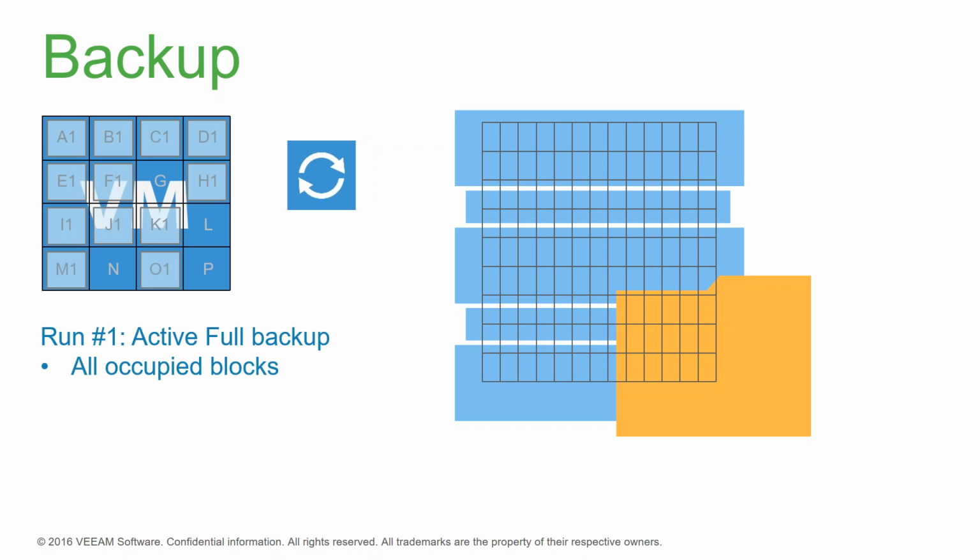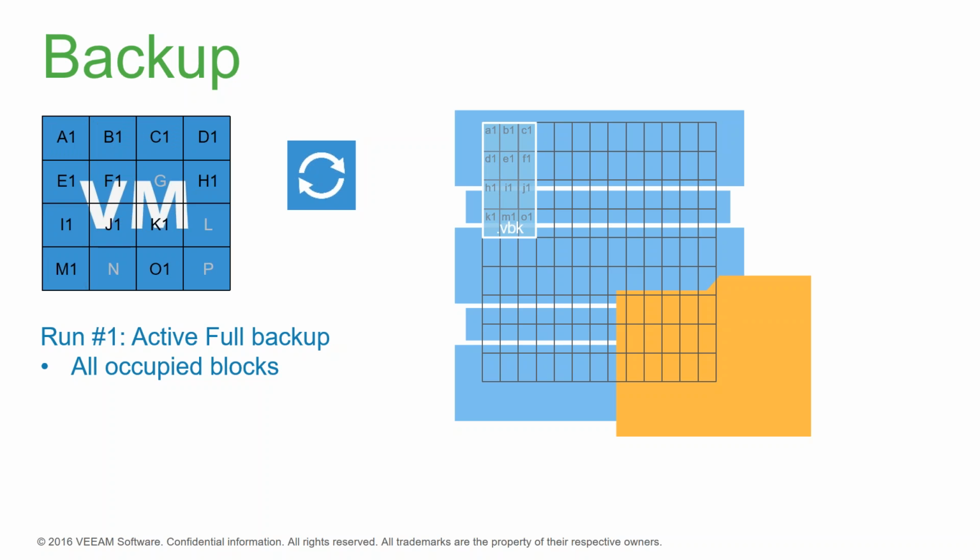Now, an active full is going to happen on the first run of any job. So what we're going to do, we're going to go out to the environment, we're going to grab everything. We're going to use the proxy to do this. It's going to take all those blocks and it's going to create a VBK file on the repository, a Veeam full backup.